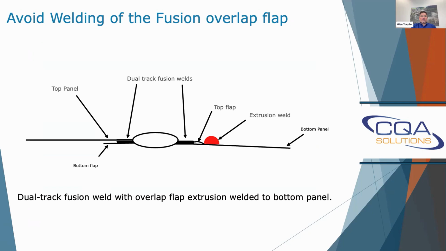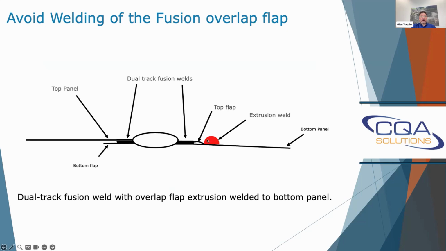Avoiding welding of the fusion overlap flap. That used to be a common repair procedure, but we recommend against it because you have your fusion weld here. It could be a solid or dual track, but either way, you're going to have an outside edge there, and then your flap extends beyond the weld a little bit, usually a few inches. The procedure is to heat tack and grind that down and then put an extrusion weld out there.